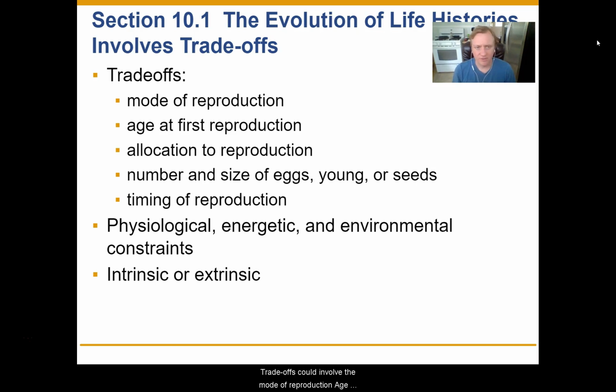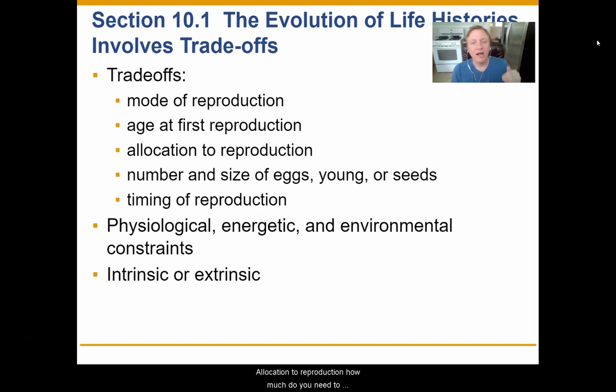Trade-offs could involve the mode of reproduction, the age at first reproduction, allocation to reproduction, number and size of eggs, young, or seeds, the timing of reproduction. So mode of reproduction, are you going to be sexual or asexual? Age at first reproduction, you would think that the younger you are, the better off you would be in terms of reproducing, but that has a few issues that we're going to talk about later.